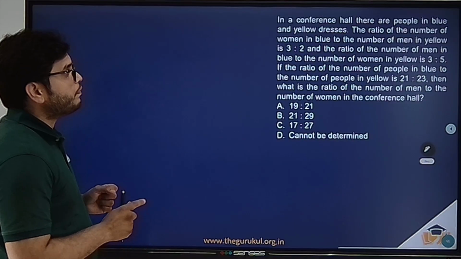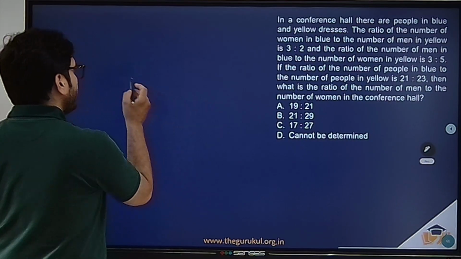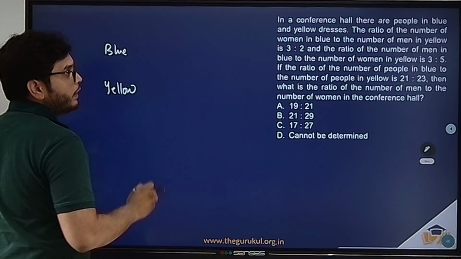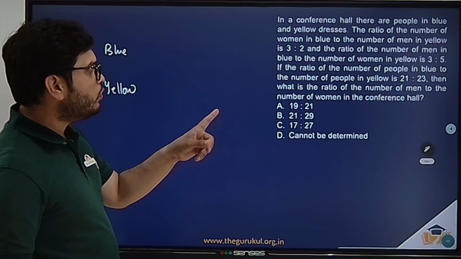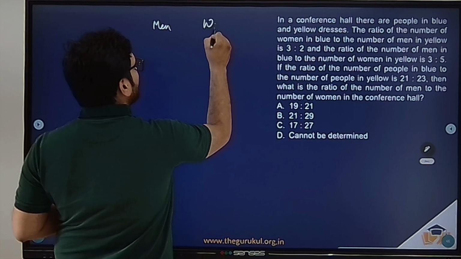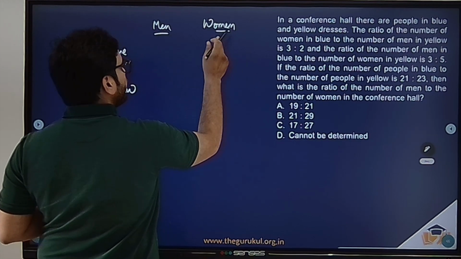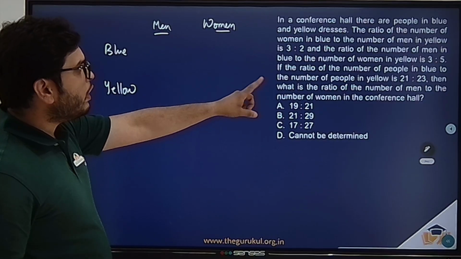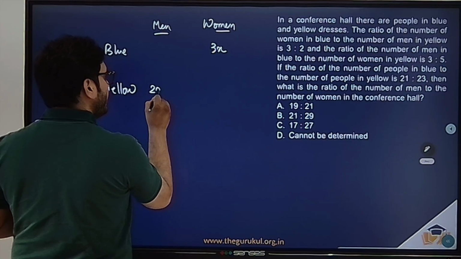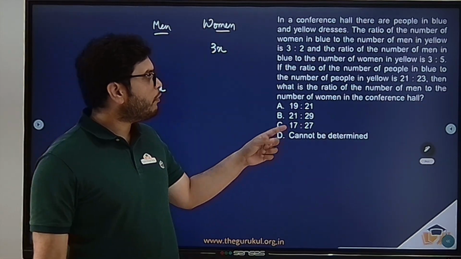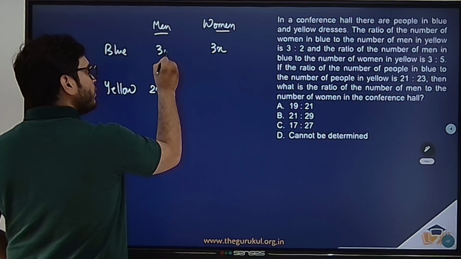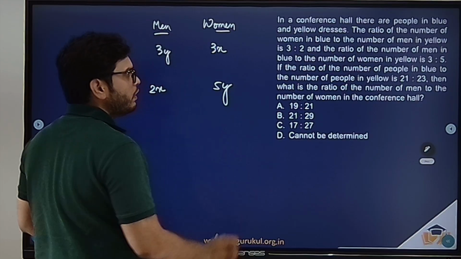Now coming to the fourth question. In a conference hall, there are people in blue and yellow dresses. The ratio of the number of women in blue to the number of men in yellow is 3:2. So we have men, we have women. If I consider this as 3x, this would be 2x. And the ratio of the number of men in blue to the number of women in yellow is 3 is to 5. So if I consider this as 3y, this would be 5y.